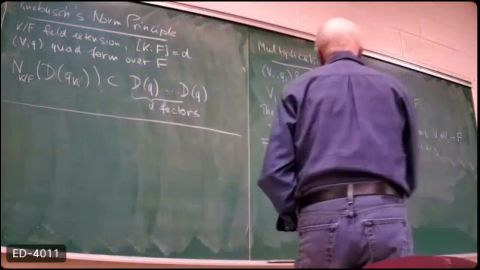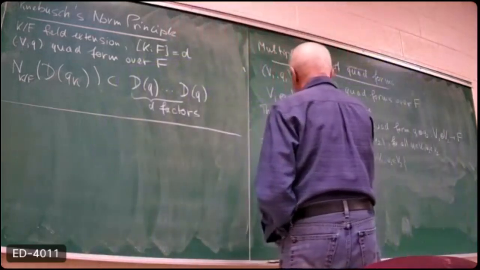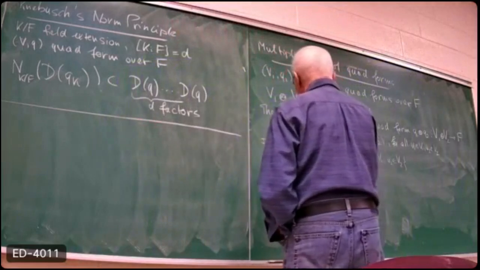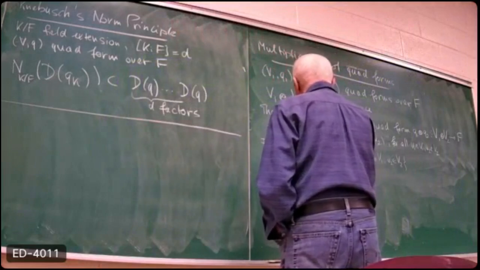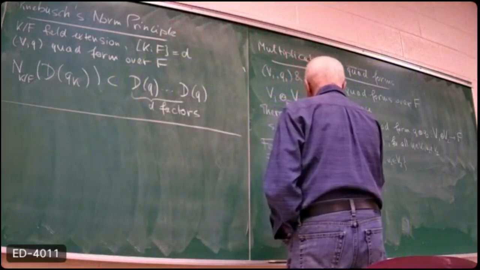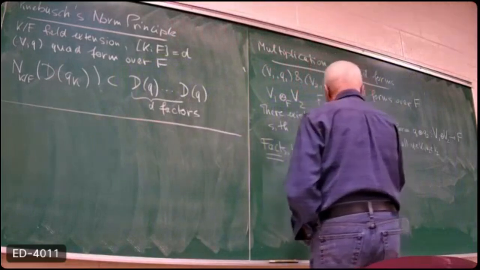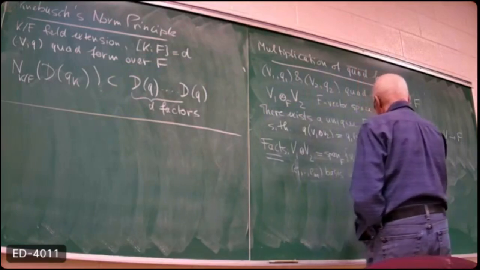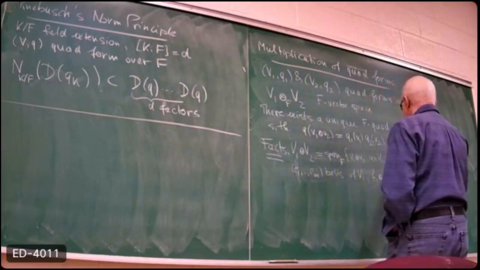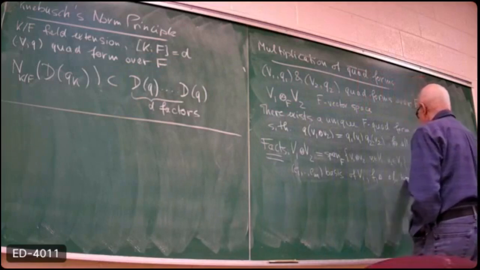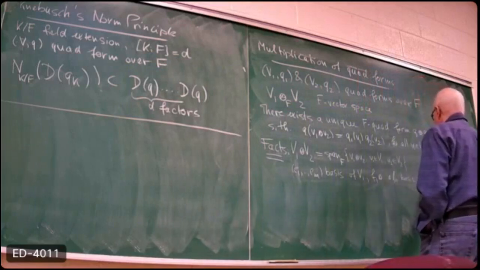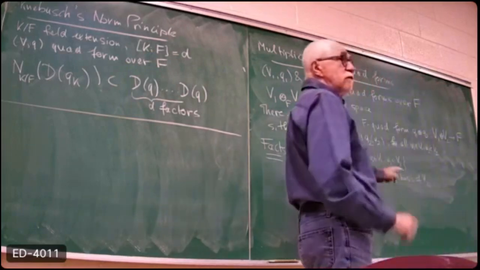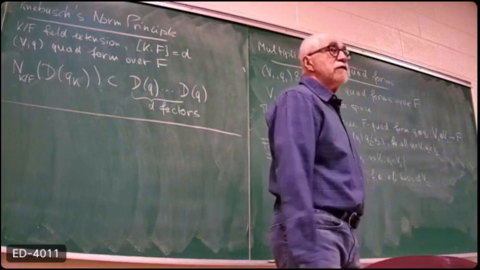Now, the next fact is that if you have a basis e1 up to em of V1, and f1 up to fn is a basis of V2. So here I sum up to m, here I sum up to n, so they don't have to have the same dimension.